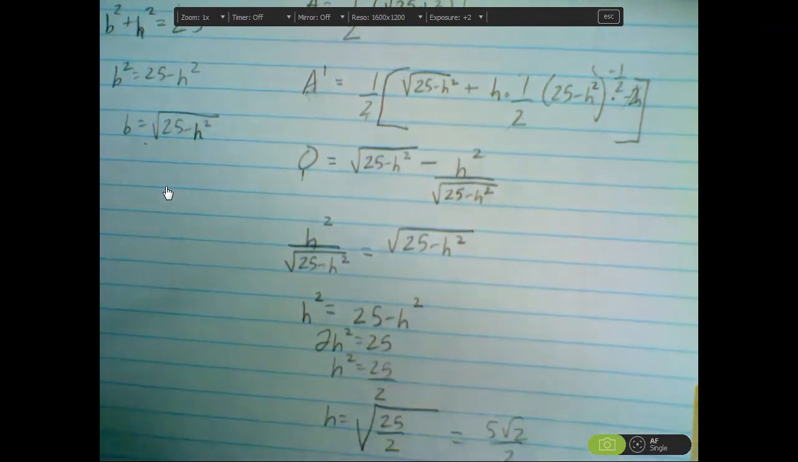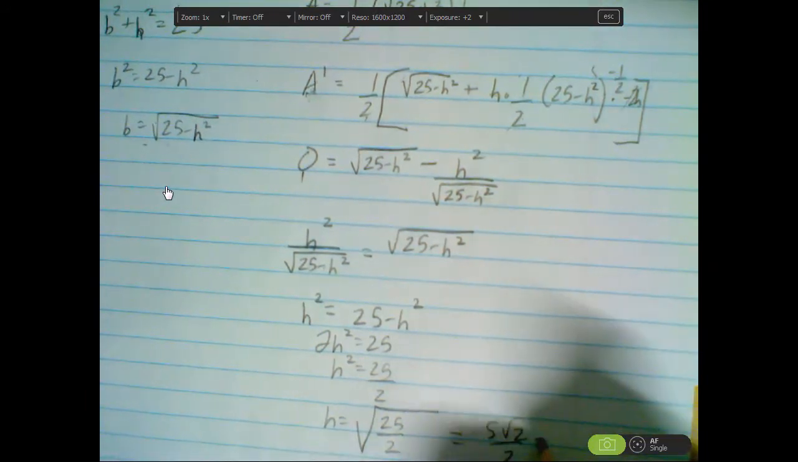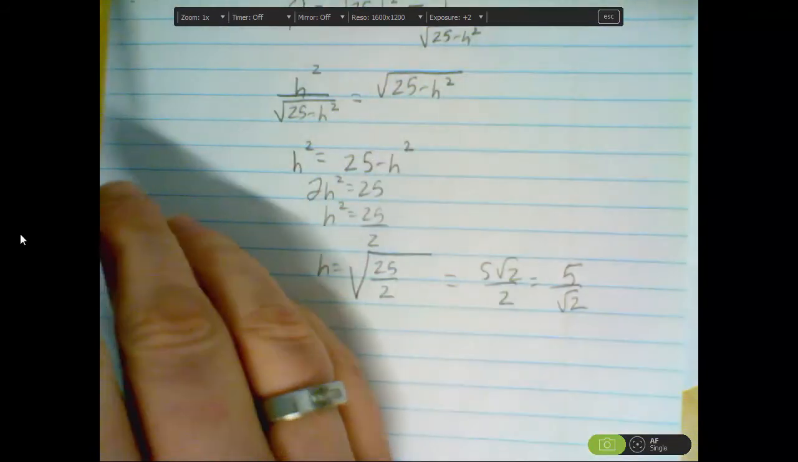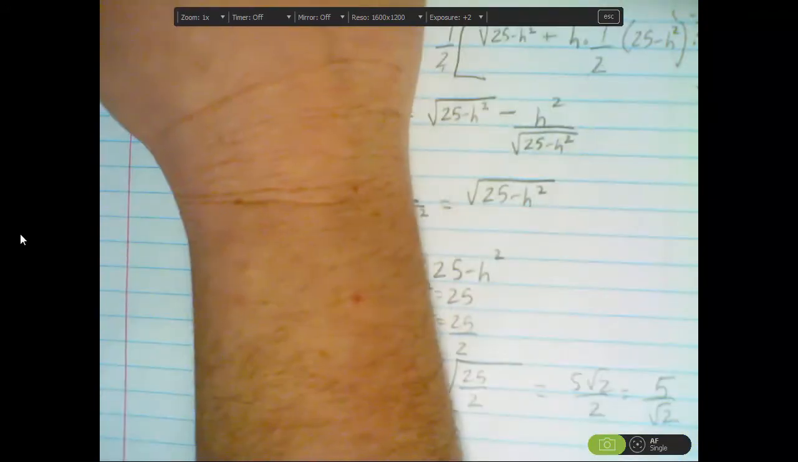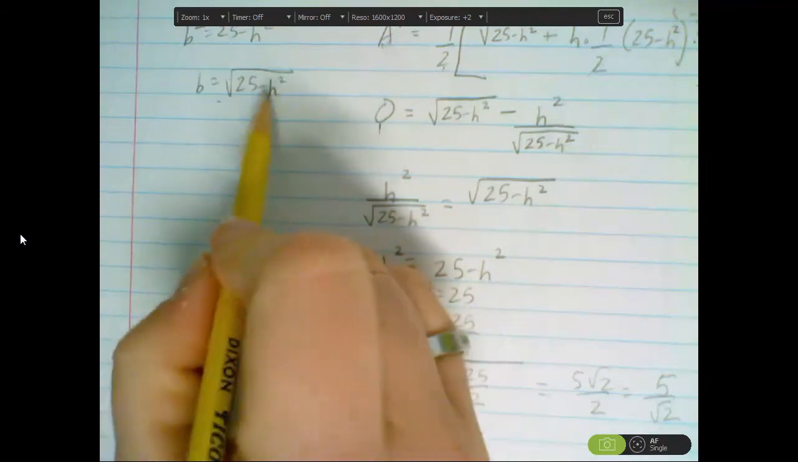What is the question asking? What are the dimensions of the triangle? So h is, now remember in calculus you don't really have to rationalize, so I'll leave it as 5 over root 2 because that's easier. h, if it's 5 over root 2, then I can use Pythagorean theorem and solve for b by plugging in here.